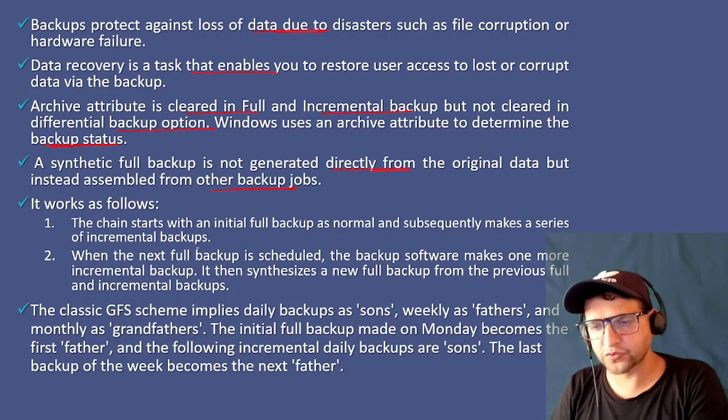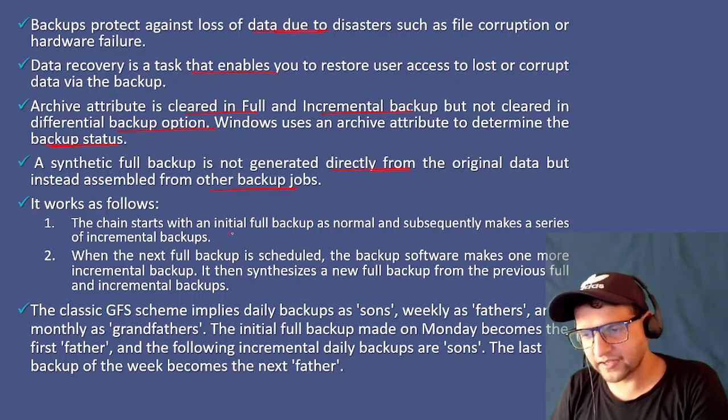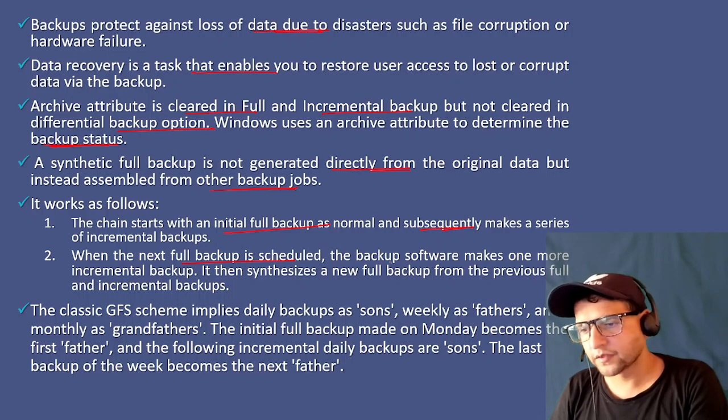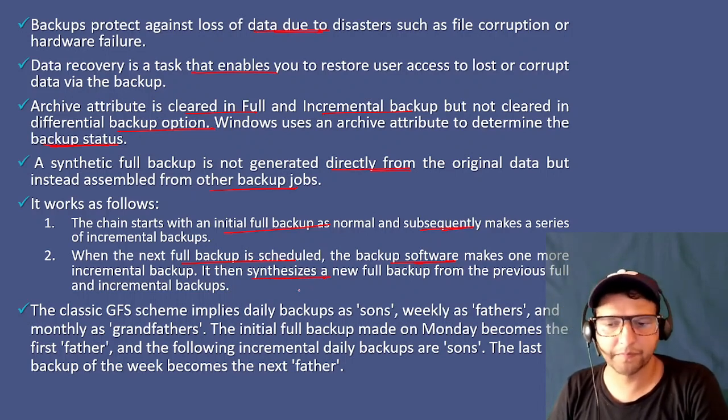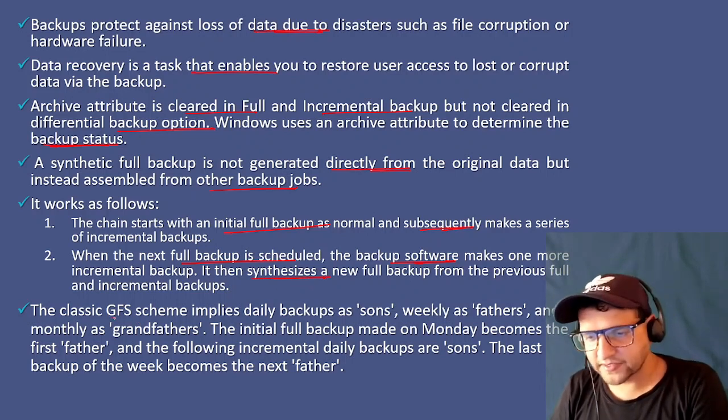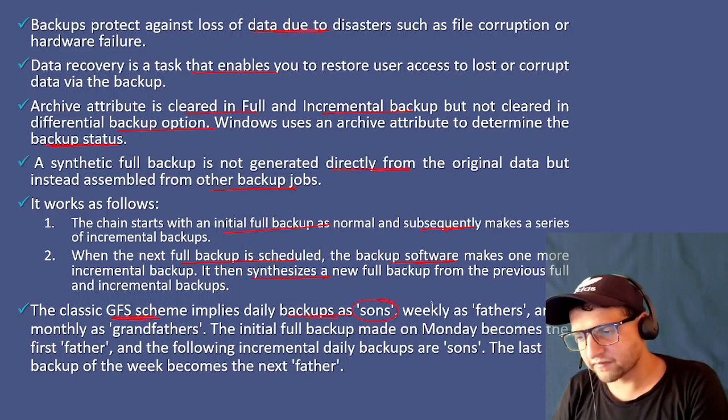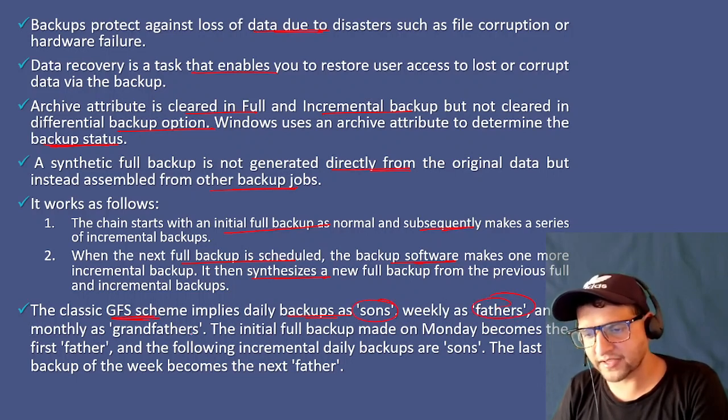It works as follows. The chain starts with an initial full backup as a normal, and subsequently it makes a series of incremental backups. When the next full backup is scheduled, the backup software makes one or more incremental backups. It then synthesizes a new full backup from the previous full and incremental backups. So the classic GFS, there is another, which is grandfather-father-son backup. It has daily backups as sons, weekly backups as fathers, and monthly as grandfather.